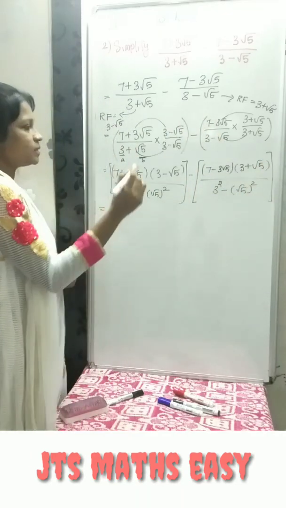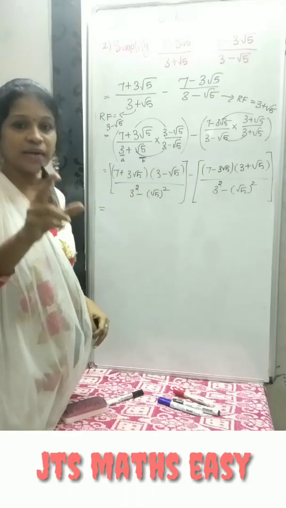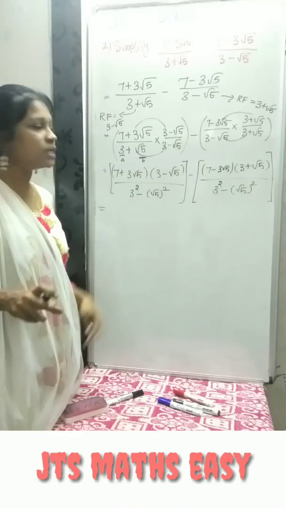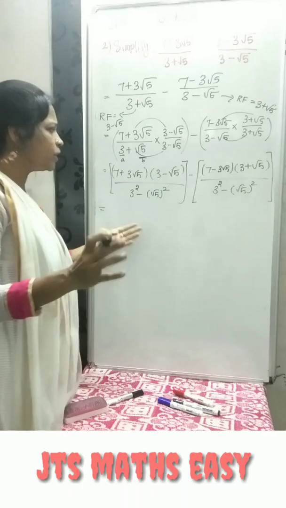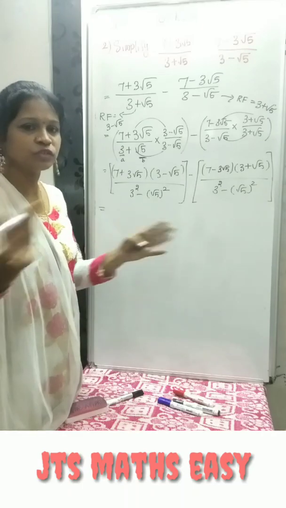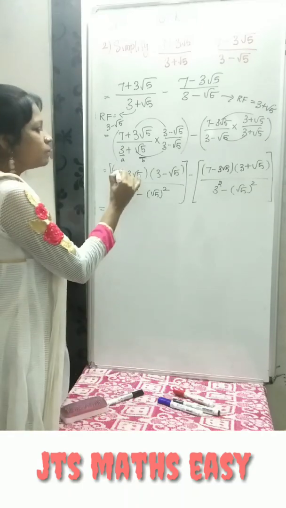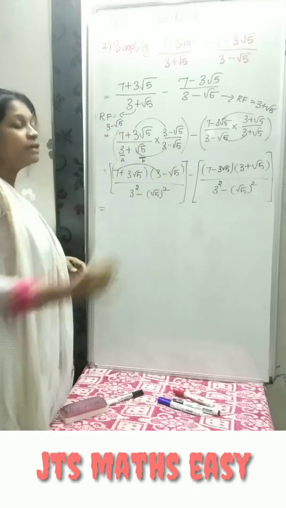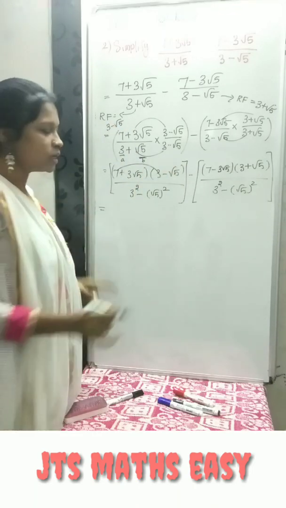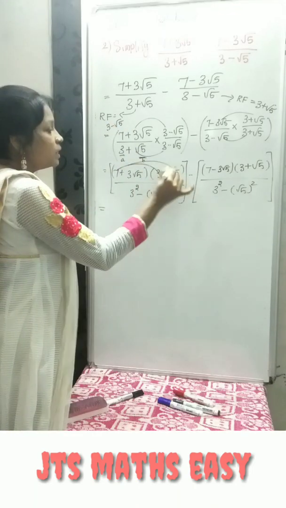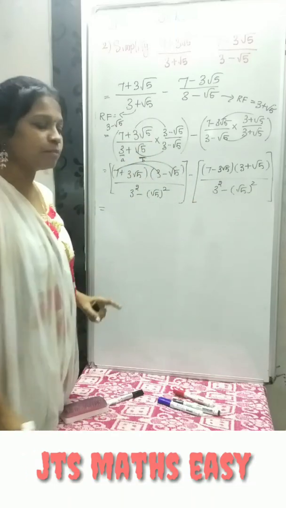Next, I told you that for the numerator we want to do the algebraic product. How to do it? Already you have studied in algebra. The same logic we want to apply in surds also. Multiply the first term with the first term of your second binomial, and the first term with the second term of your second binomial.